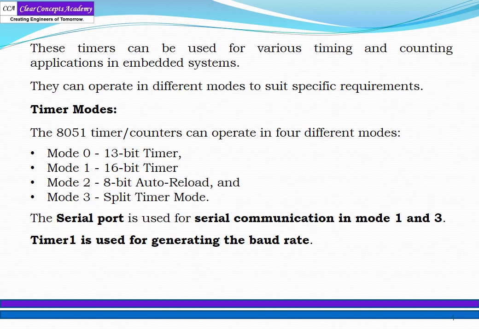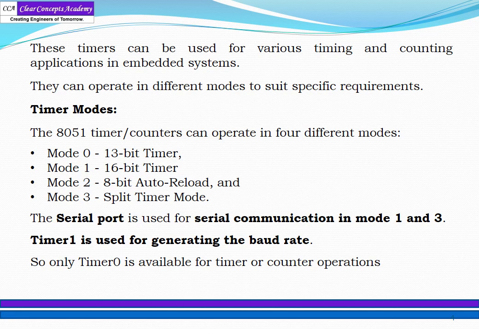So this is called a baud rate. Your telling rate and the writing rate should be matched. This is an example that can be given to clearly explain what a baud rate is. Baud rate means the actual machine speed and the data communication speed have to match. So only timer 0 is available for timer or counter during serial communication, during serial counting or timing.